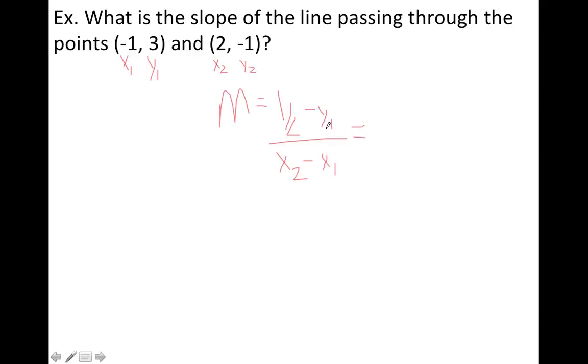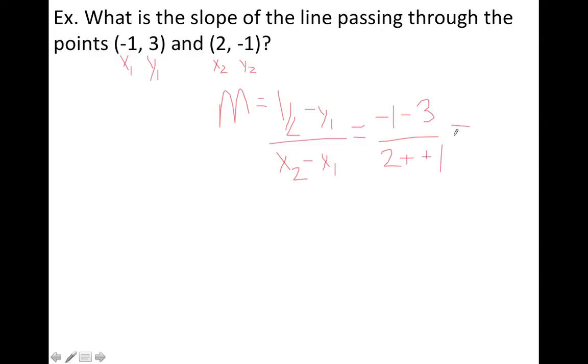So plug it in. Our y2, go up here, what do we label y2, which is negative 1, minus y1, which is 3, over, go find x2, which is 2, minus, and x1 is negative 1. Now be careful on the bottom. Remember, minus and minus becomes plus.